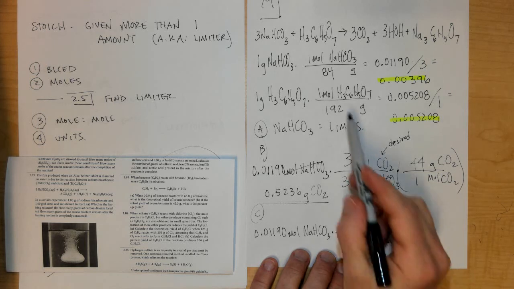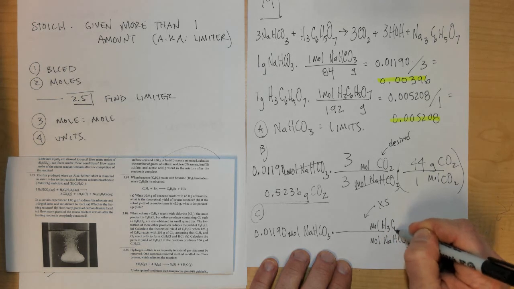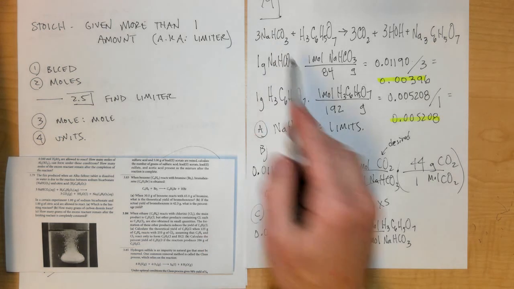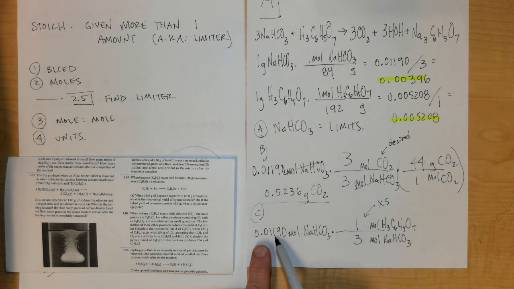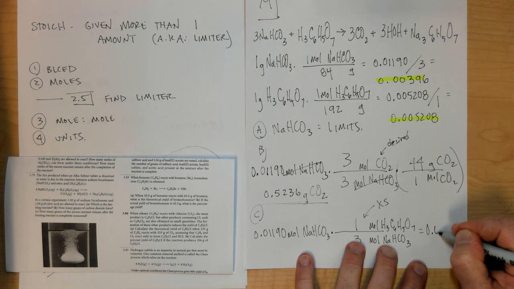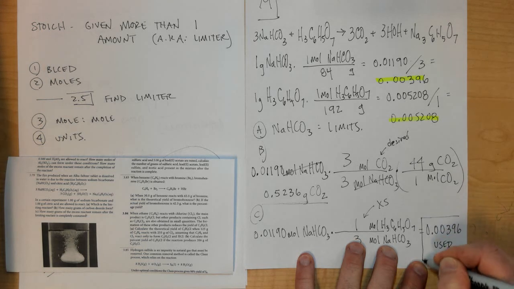And my excess reagent is this thing, this big, long, scary equation, which is H3C6H5O7, called citric acid. And then I look on the balanced equation to find the numbers for these. NaHCO3 here has a 3 in front of it. Citric acid has a 1 in front of it. 0.01190 times 1 divided by 3. A lot of numbers to put in your calculator. I'll do this for you. It turns out to be 0.00396. And this is the moles that are used up in the reaction.